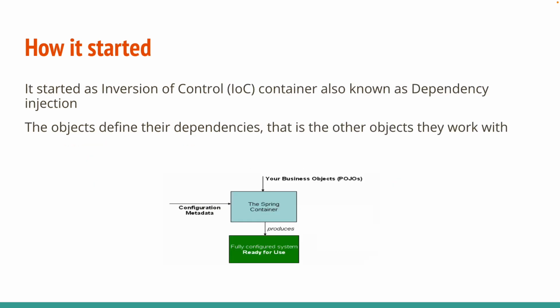How did it start? It started as inversion of control, also known as dependency injection. The objects define their dependencies, and it is the other objects they work with. So we have an object depending on another object. The inversion of control works on these objects by having those objects in a container.